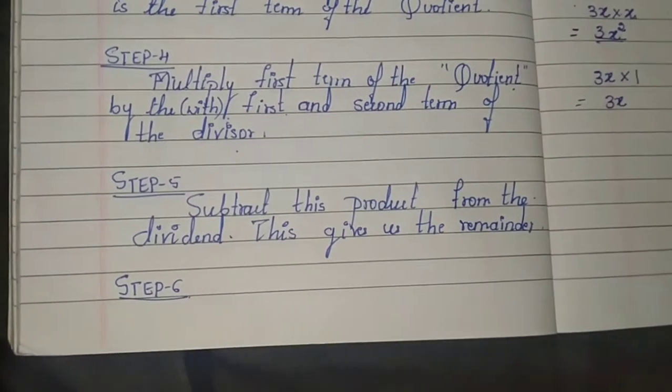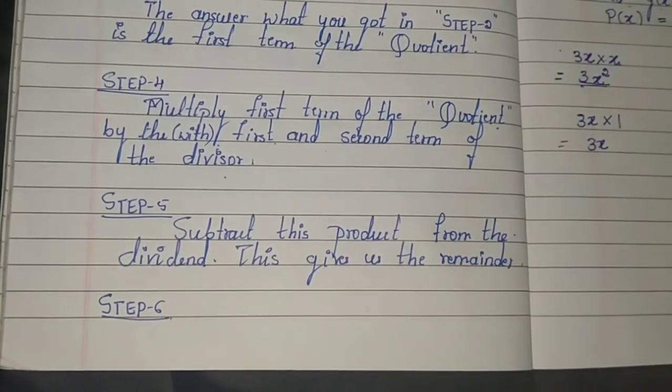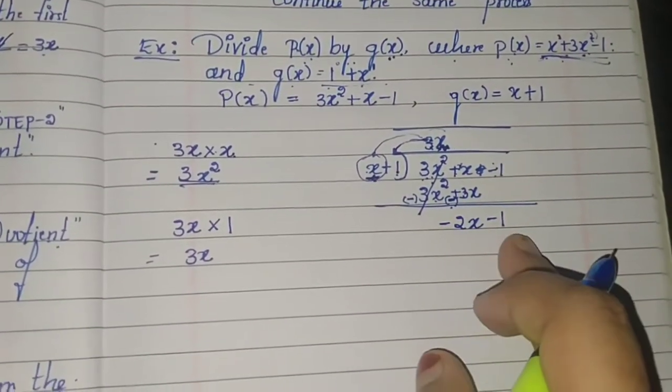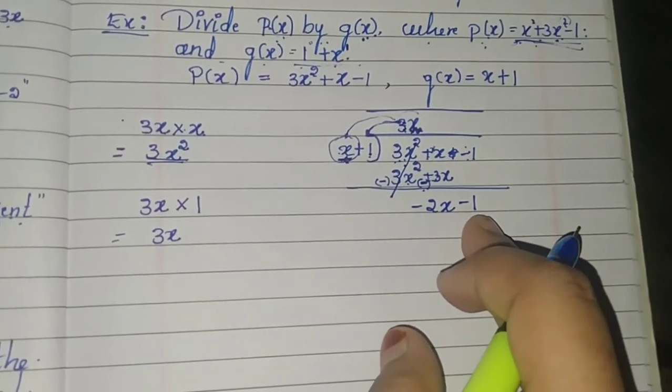Step 5: subtract this product from the dividend, and this gives us the remainder. So now what we got here is one remainder: minus 2x minus 1.